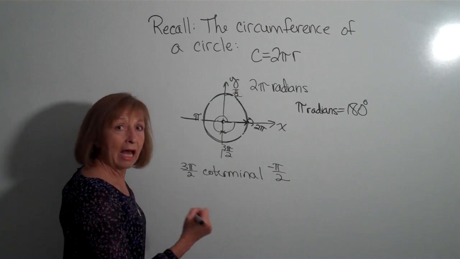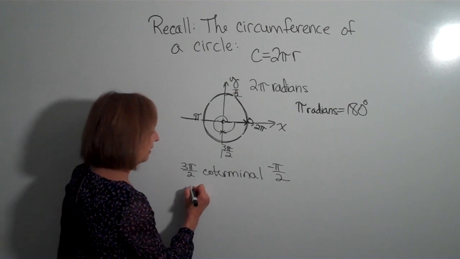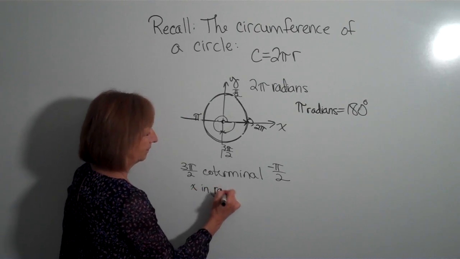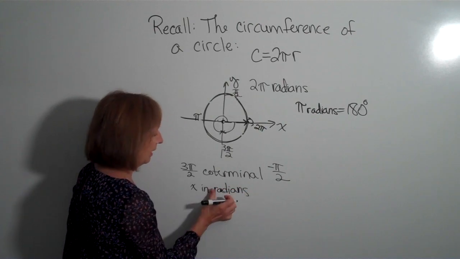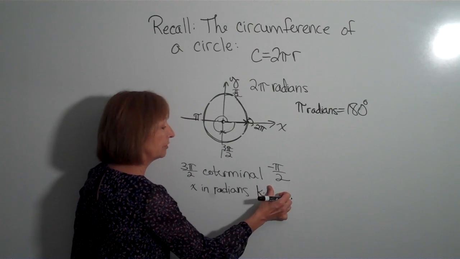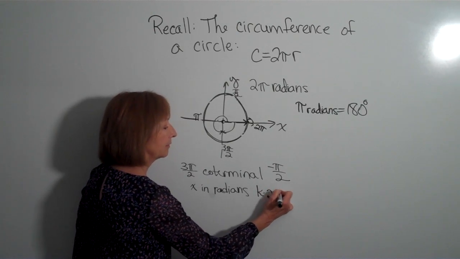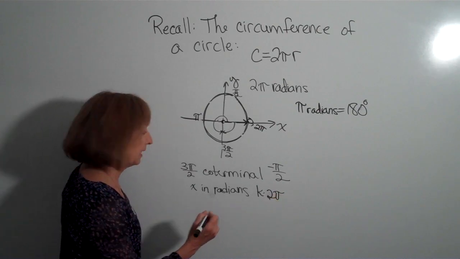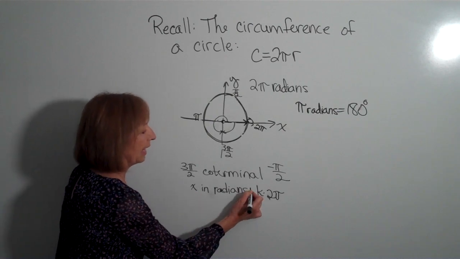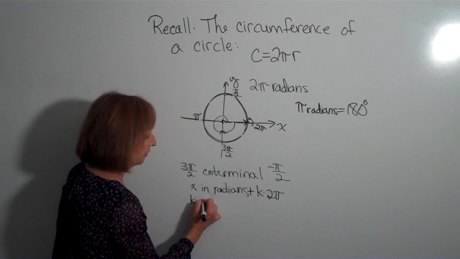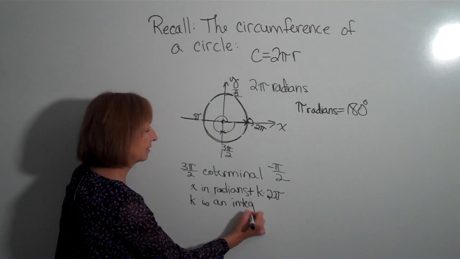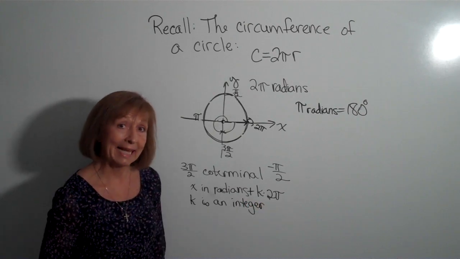So when we look at our radian measurement, if you have an angle x in radians, and you add integer multiples of 2 pi, those will be coterminal. So x in radians, and you add to it integer multiples of 2 pi, you will get coterminal angles.